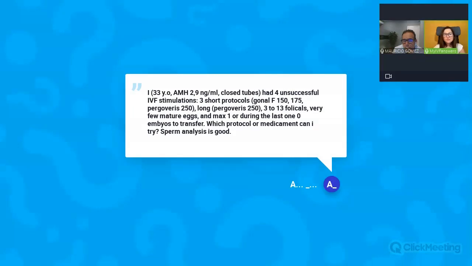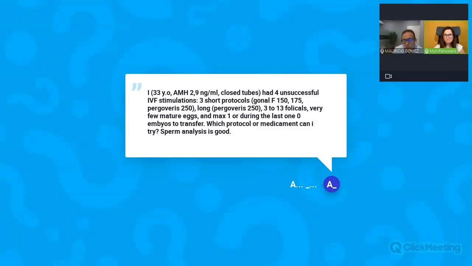I am 33, AMH 2.9, closed tubes, had 4 unsuccessful IVF stimulations, 3 short protocols, Gonalev 150, 175, Pergoveris 250, long Pergoveris 250, 13 follicles, very few mature eggs, and maximum 1 or, during the last one, 0 embryos to transfer. Which protocol or medication can I try? Sperm analysis is good.